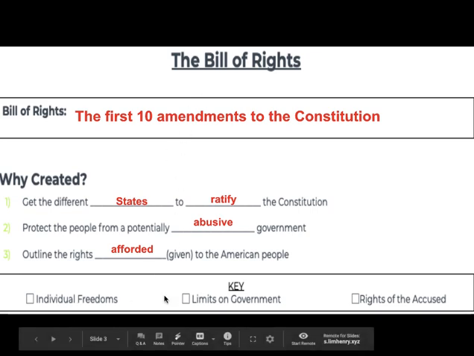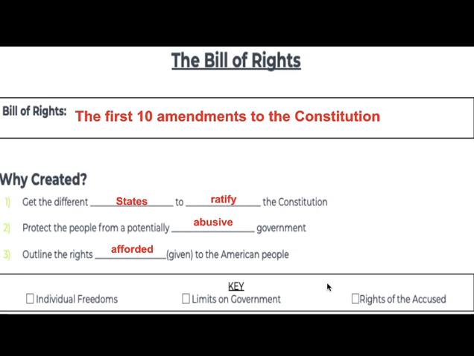And then at the bottom, there's this section that says key. We're going to pick 3 colors here. We're going to use this a little bit later, but just cue us up since I'm trying to go in order today. The first section, individual freedoms, we're going to make that color pink. The second section, limits on government, we're going to make that blue. So if you want to fill in those boxes with these colors. And then the third section, we're going to fill in green. Those will come in handy later as we start to organize the Bill of Rights into categories.